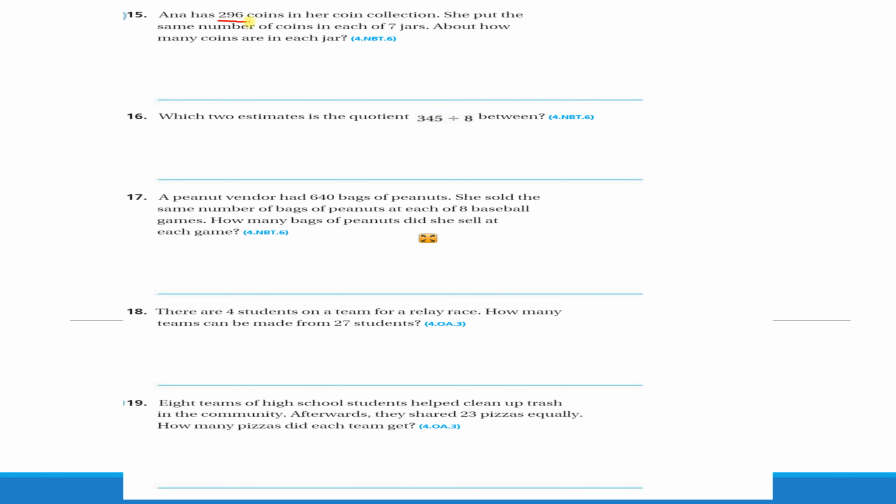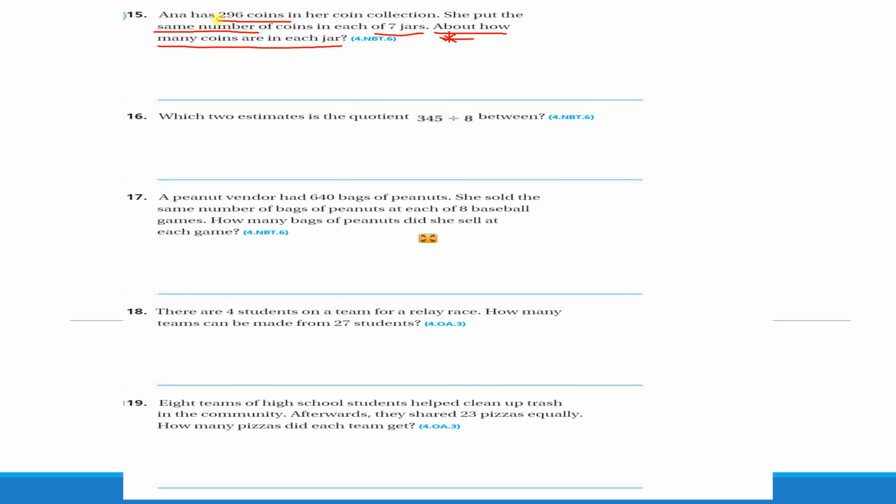Anna has 296 coins in her coin collection. She put the same number, that means we're dividing, equally, the same number of coins in each of 7 jars, about, and that word about means we're estimating how many coins are in each jar. Well, since we're estimating, I want to make this problem easy for myself, so I'm going to look here for compatible numbers to 7.